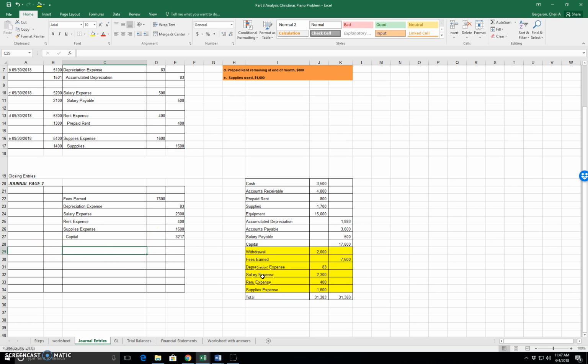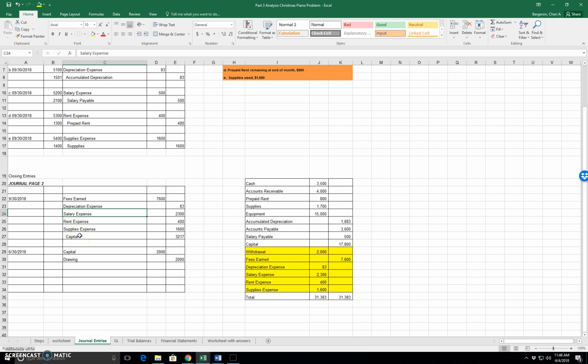The last step is to close drawing to capital. Drawing has a debit balance, so I need to credit drawing, and therefore I will be debiting capital, which will reduce that capital account, for $2,000. So that's the two-step closing process, and I'll just put in a date, 9/30/2018, on each of those journal entries so that we'll see that that's at the end of the period. And then the next video will be me posting those to the ledger.